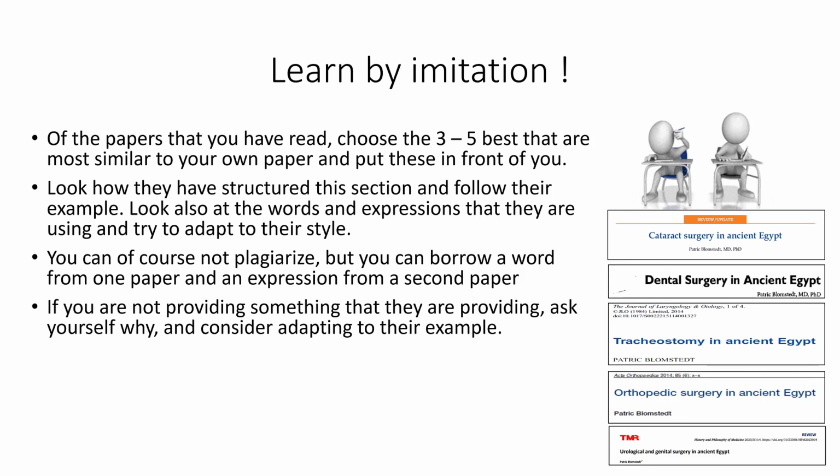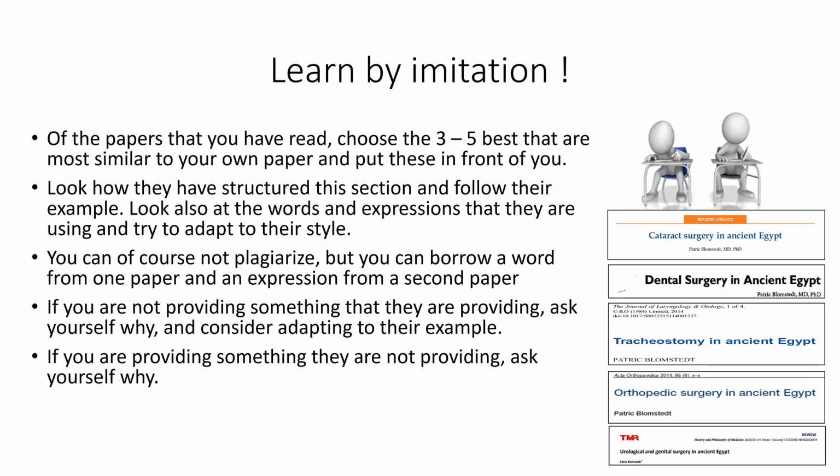If you are not providing something that they are providing, ask yourself why and consider adapting to their example. Let's say that you are writing a clinical paper on stereotactic surgery for essential tremor, and you decided not to include such details as duration of disease or gender. Well, that might be perfectly fine, but if the other papers have reported these details, then at least give it a second thought. Likewise, if you are providing something they are not providing, such as the weight and height of the patients, ask yourself why and consider if your choice is better or not.